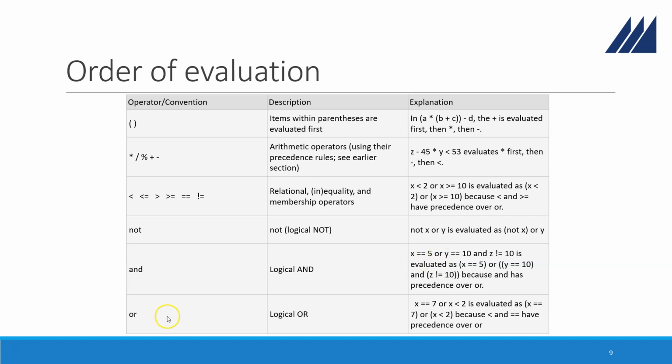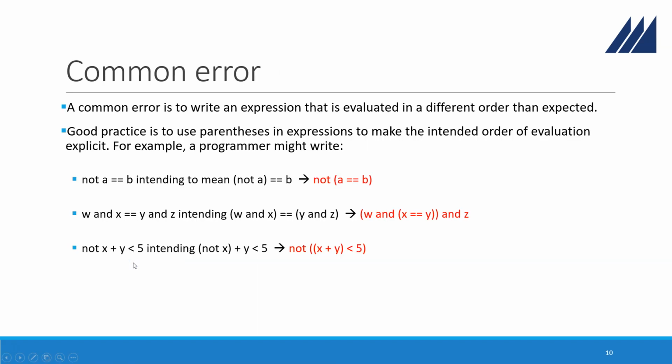The last one is the or. The or has the lowest priority. So in this example, first I evaluate this side, then I evaluate x less than 2, and whatever result I have, I evaluate it with the or. The order is very, very important, because if you mess up the order, you might take a branch that you did not want to take. That leads us to a common error a lot of people make.